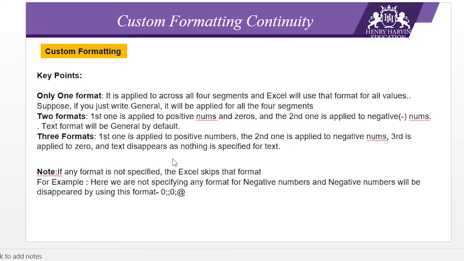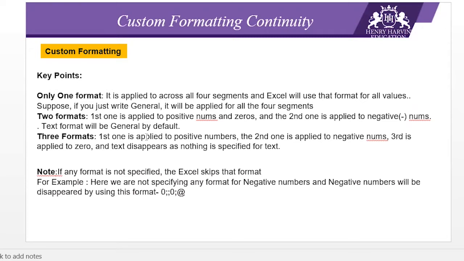If one format is applied, it is applied across all four segments. For example, if you just write General, it will be applied for all segments, and the format will be General. If you specify two formats, the first is applied to positive numbers and zeros, and the second one is applied to negative numbers. Whatever we are seeing here is very important for us to read all about. If you mention three formats, the text actually disappears.